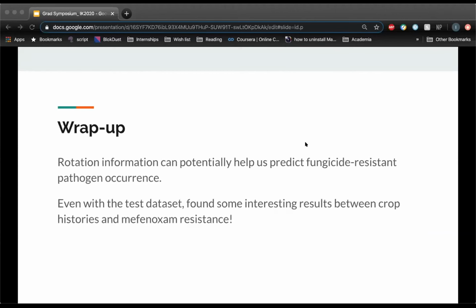So just to wrap things up, rotation information can potentially help us predict fungicide-resistant pathogen occurrence, and that's the basis for this project. And things are looking good so far with even the test data set. We found some interesting results between crop histories and mefenoxam resistance.